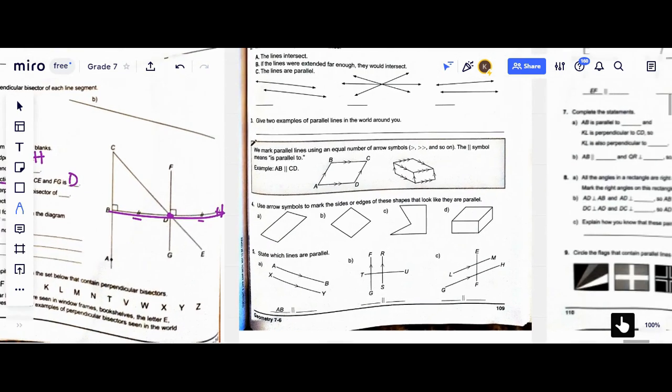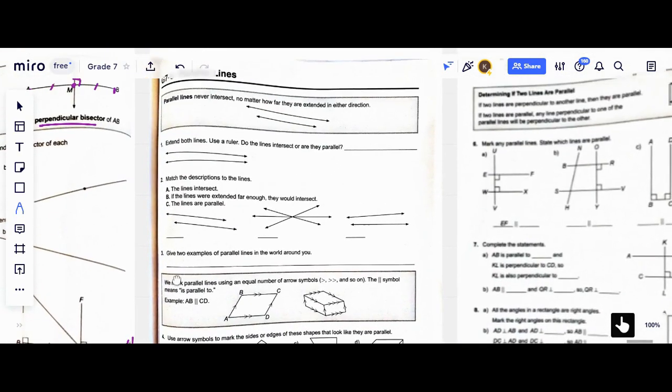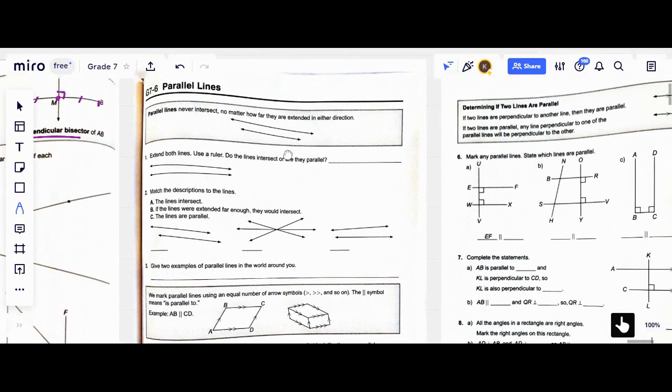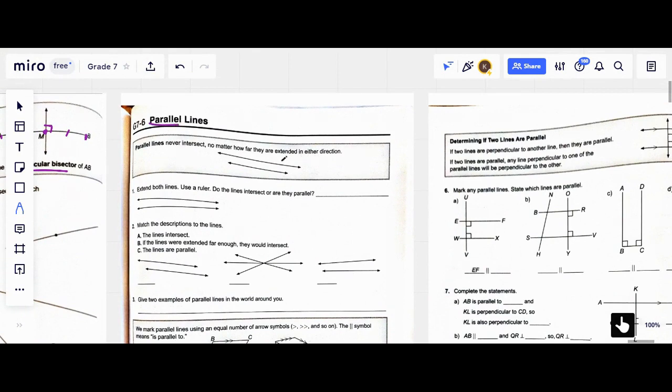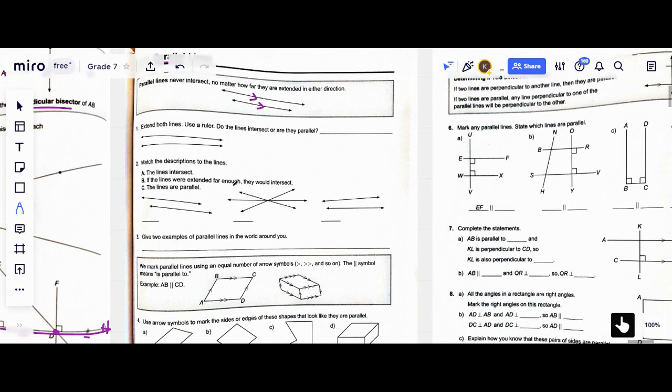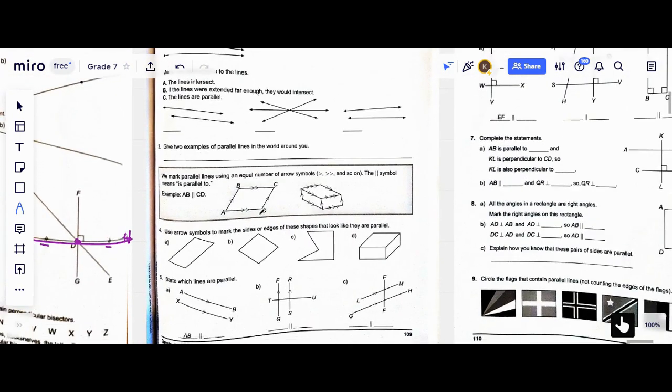And then we're going to scroll on over here to the next set of pages, where instead of perpendicular lines, we're looking at parallel lines. Parallel lines never intersect, no matter how far they extend in either direction. The symbol we use for parallel lines is that we put little arrows on. If we put the little arrows on, we know that those two lines are parallel. And they've shown that here in a parallelogram. The top and the bottom are parallel, and the sides are parallel.